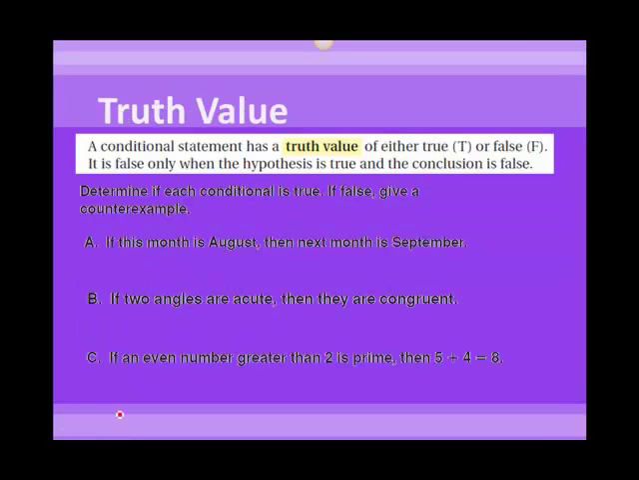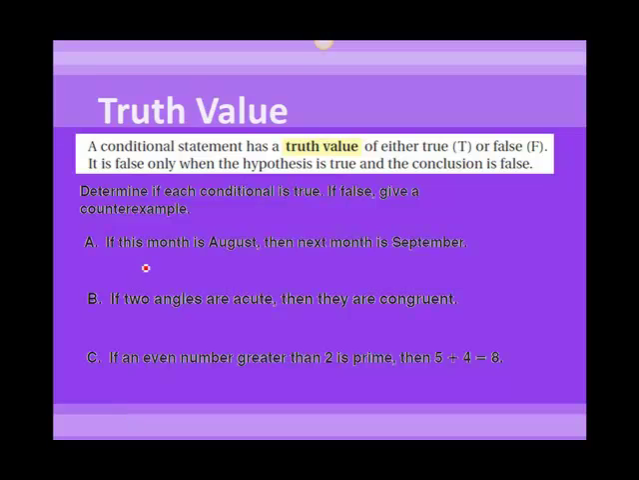Okay, so a conditional statement has a truth value. We can say it's true or false. It's only false when the hypothesis is true and the conclusion is false. So if the first part of the sentence is true, and the second part of the sentence is false, then we can say it has an overall truth value of false.